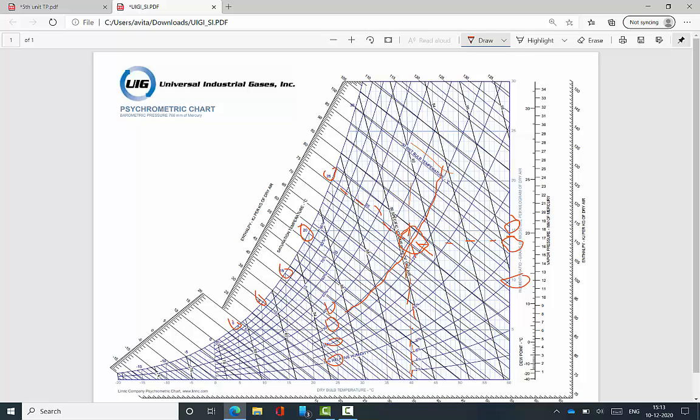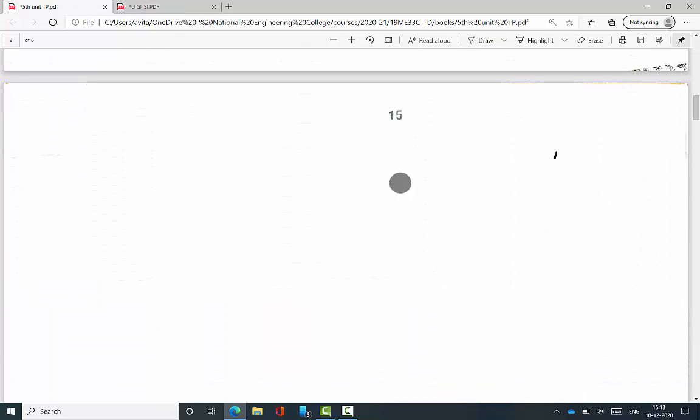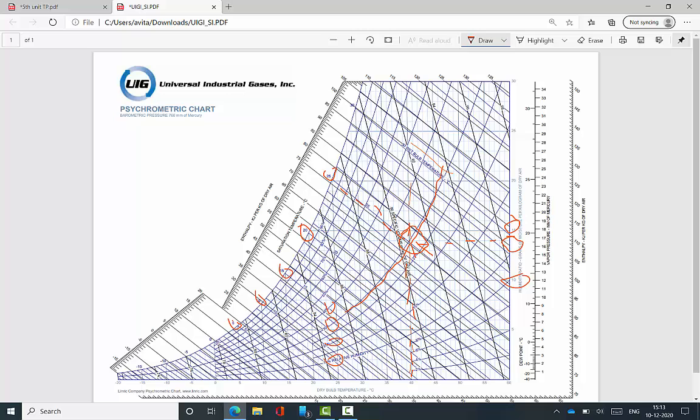Then the next problem. The next problem is also similar to that problem. Once you understand clearly, then you can easily solve the fifth unit problems.